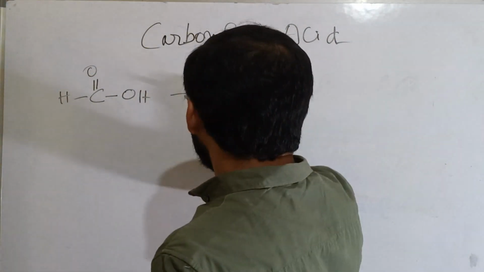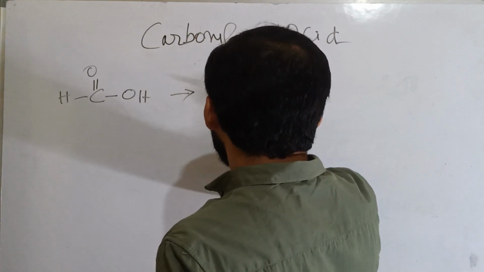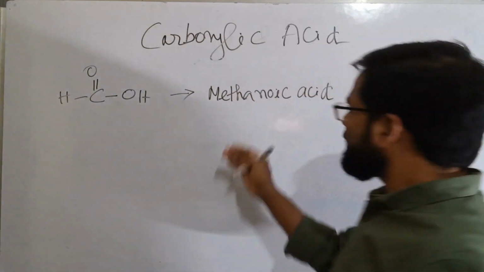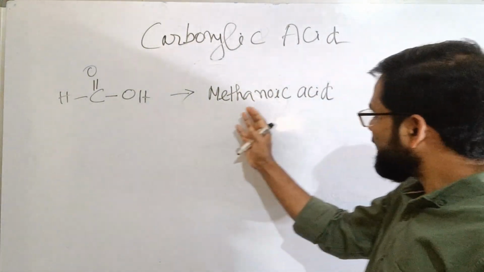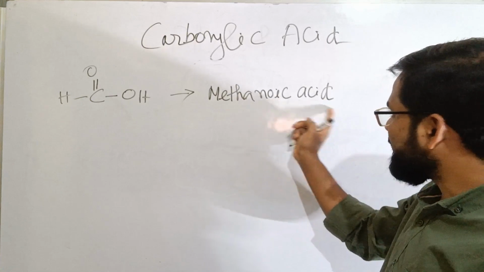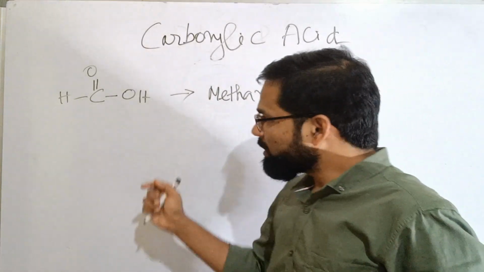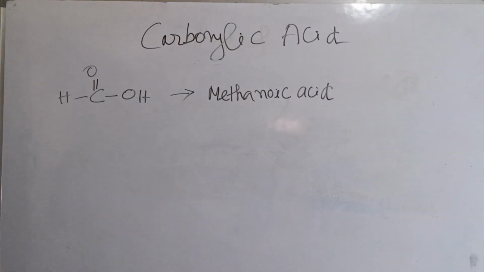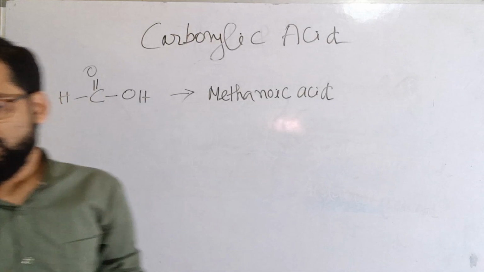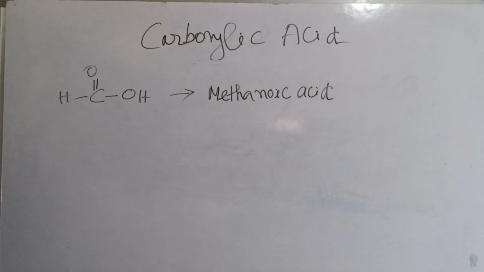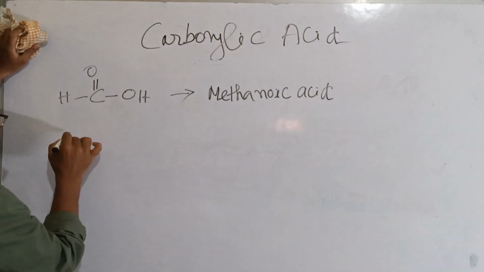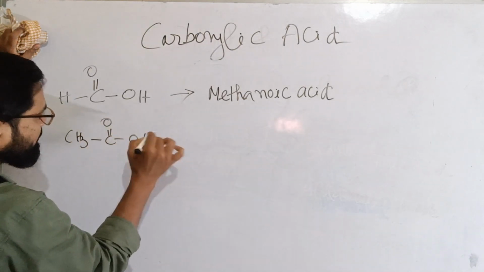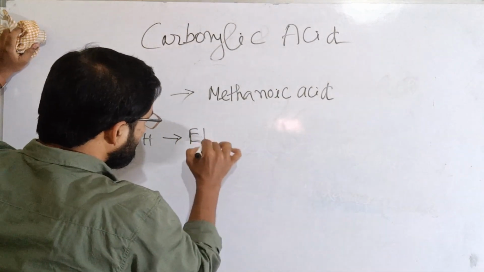So here the name will be methanoic acid. You have to apply the same thing. In case of methane, you have to remove E, then add oic acid. The second carbon will be ethanoic acid, or you can say that is basically acetic acid. CH3COOH, that is ethanoic acid.